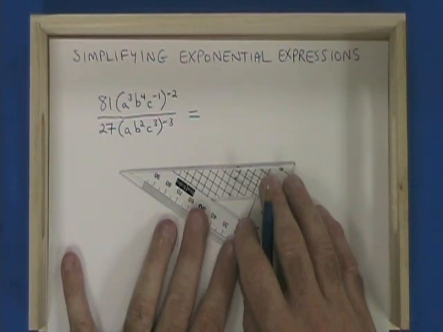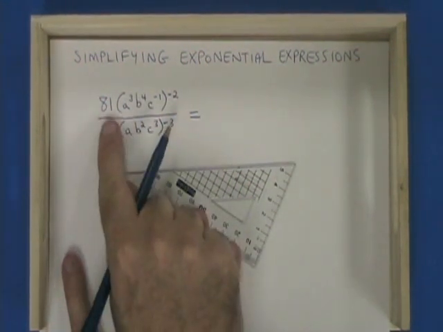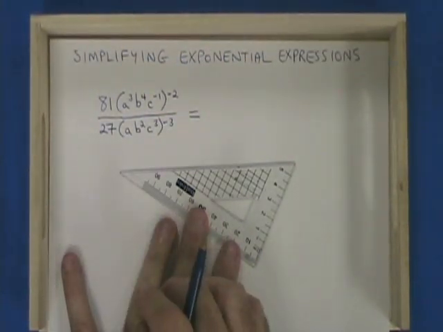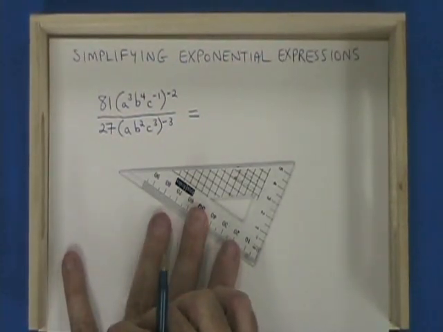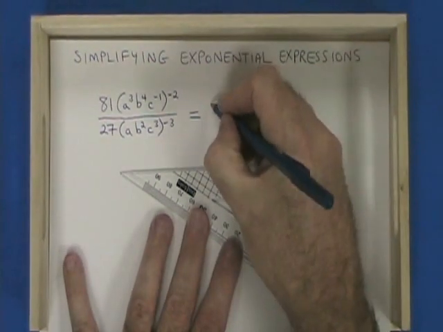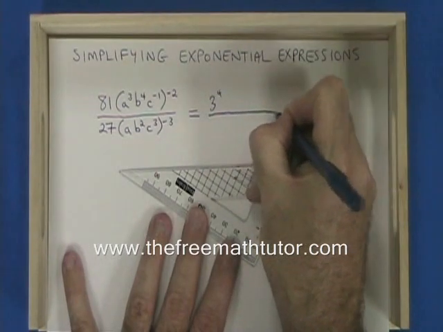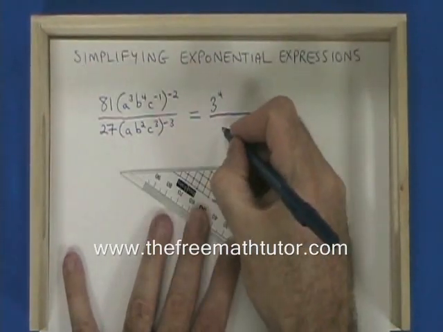This video will illustrate how to simplify exponential expressions. The first step when you are simplifying exponential expressions is whenever you see a number like 81 or 27 that can be expressed as a simpler base to an exponent, you should convert it into its base to exponent. 81 is 3 to the power of 4. And 27 is 3 to the power of 3.